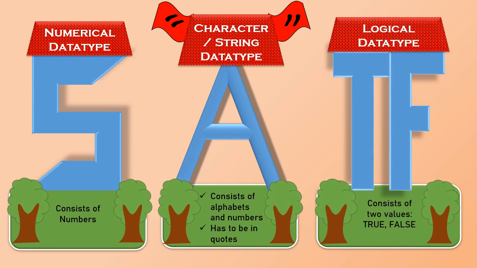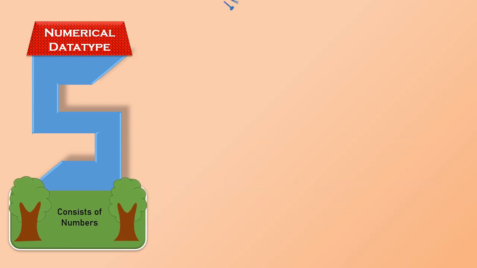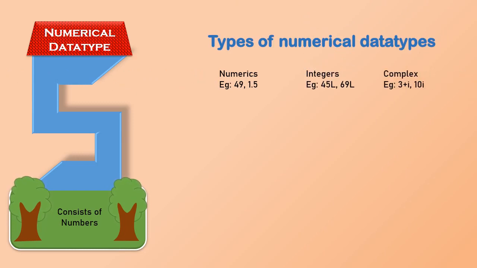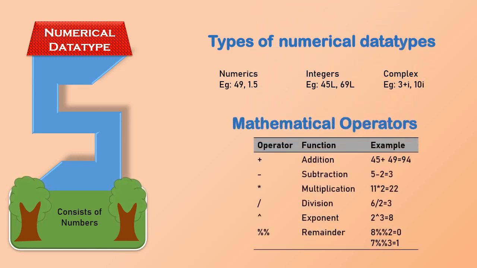Let's cover these data types in brief. Numerical data type is further categorized into numeric, like 49, 1.5; integers, which end with a capital L, such as 45L, 69L; and complex numbers like 3+i, 10i and so on. Mathematical operators are used on this data type, such as addition, subtraction, multiplication, division, exponential, etc.